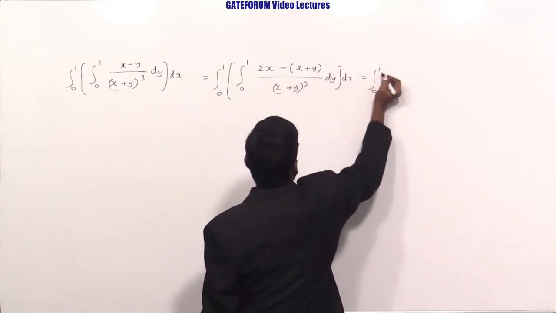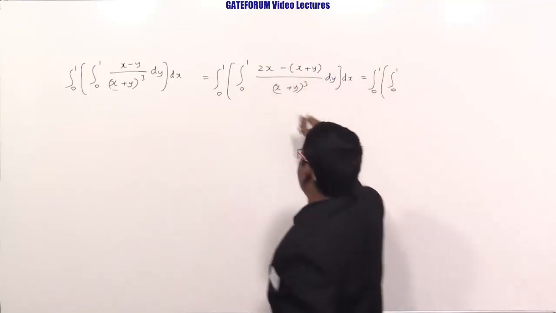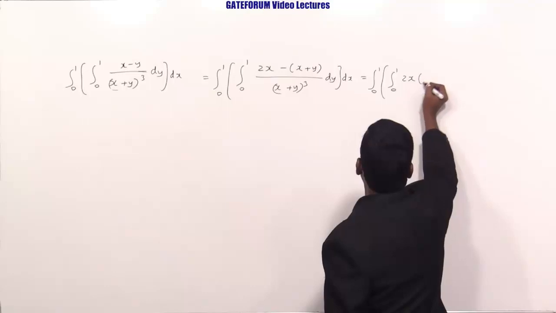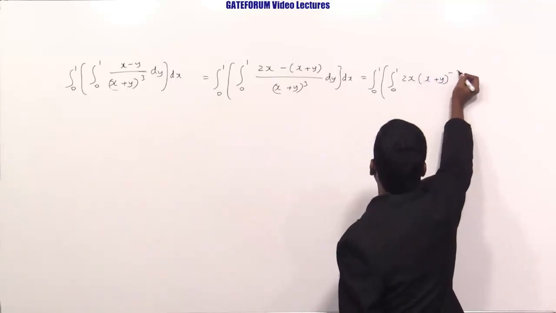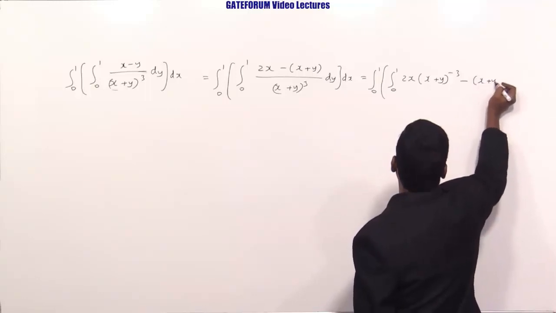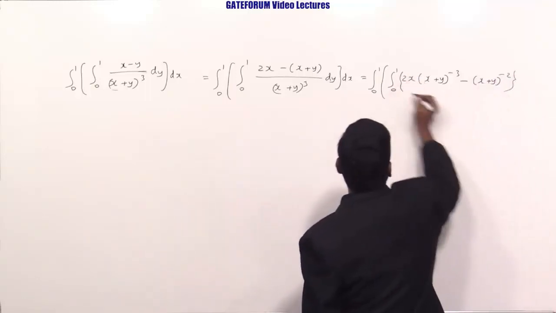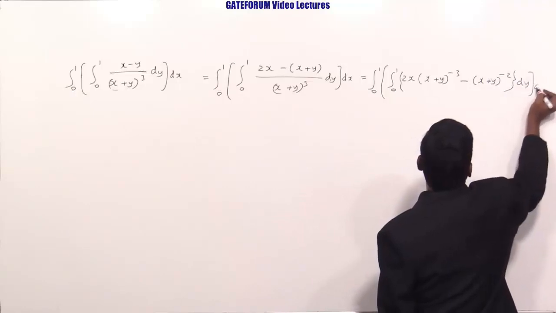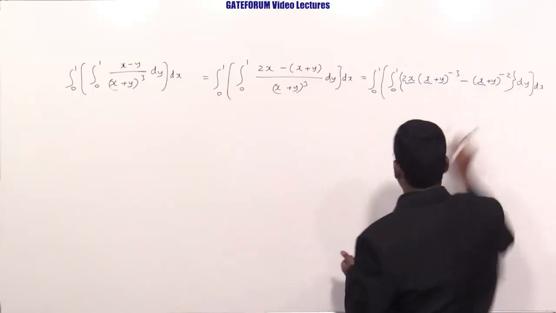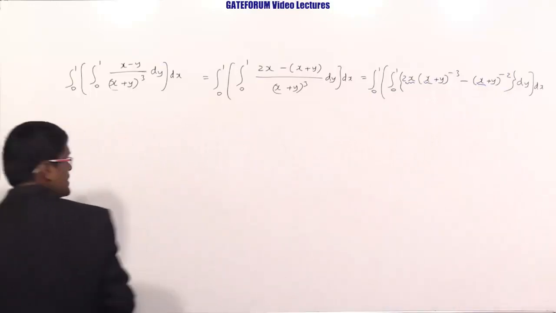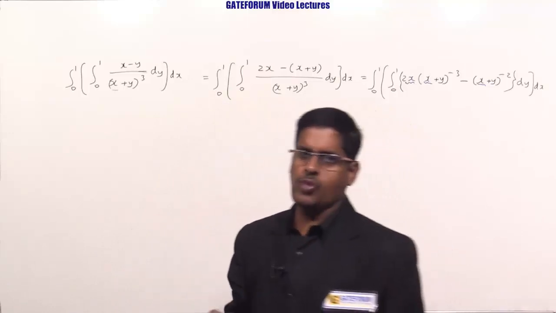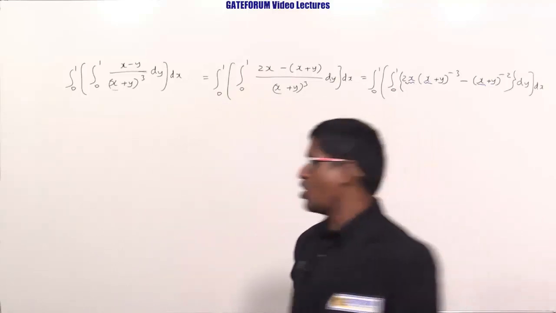Now this can be written as integral 0 to 1, integral 0 to 1, split into fractions. 2x divided by (x plus y) whole cube can be written as 2x into (x plus y) to the power minus 3, minus (x plus y) cancel, then simplifies to (x plus y) whole power minus 2. Both terms are integrated with respect to y first and then with respect to x. So with respect to y, x terms are constants. Integration of x power n dx with respect to x is x to the power n plus 1 by n plus 1. But here we are doing it with respect to y first, keeping x as constant.